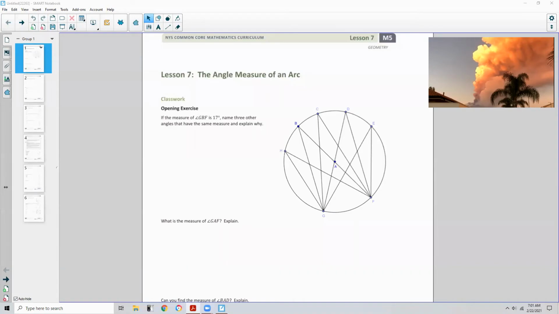Lesson 7, Topic 2, Module 5, the angle measure of an arc. Mount Etna, a little eruption activity last week. Okay, here we go. All right, little volcano behind me. Nothing major. All right, okay, so opening exercise.